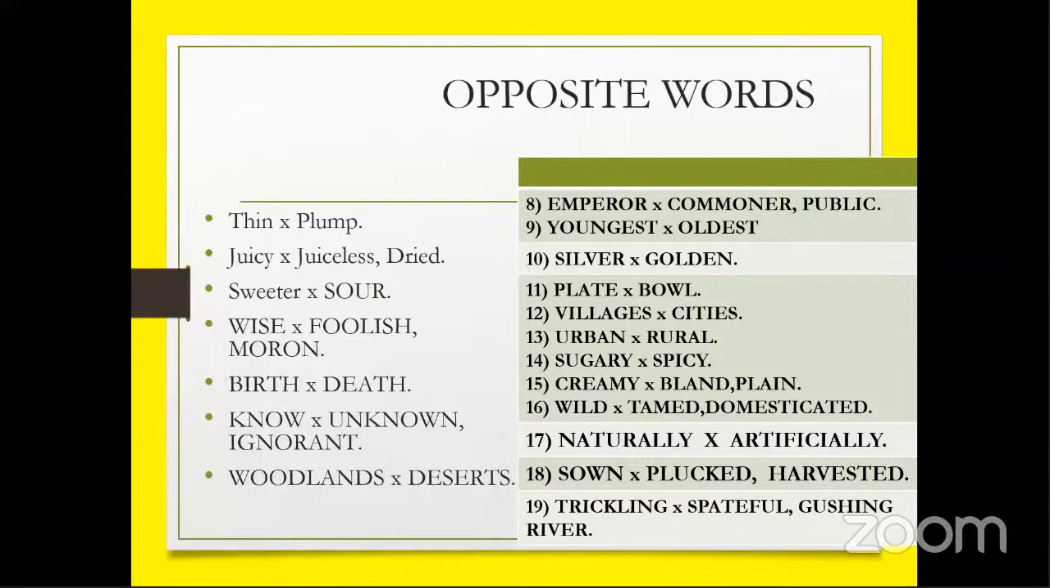Sugary, the opposite is spicy. In the food, creamy, the opposite is bland or plain. The opposite of wild is tamed or domesticated. Number 17, naturally, the opposite is artificially. Number 18, sown. When you sow something, you harvest it, or you pluck it. So it is plucked. The 19th is trickling, and the opposite is gushing river.